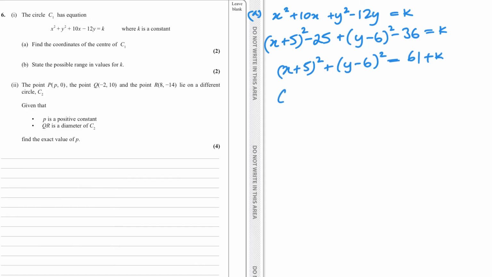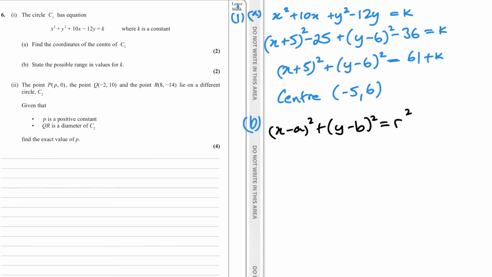Now, the centre of this is going to be minus 5, 6. Remembering that the equation of a circle is x minus a squared plus y minus b squared equals r squared.